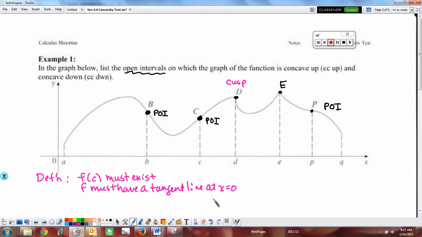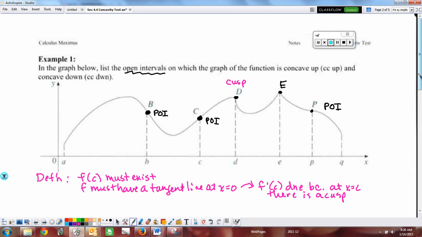Another way to think about that is we have a cusp right here where you are switching concavity, but we do not have tangent lines at a cusp. This would be where f prime of c does not exist because at x equal to c there is a cusp.